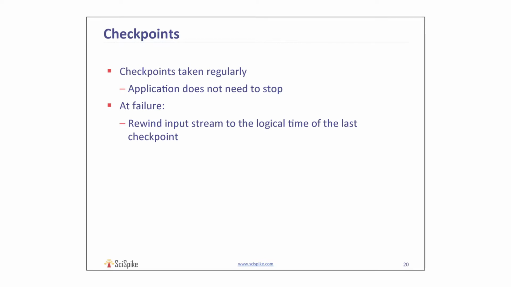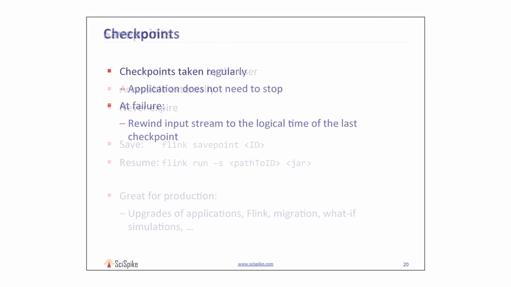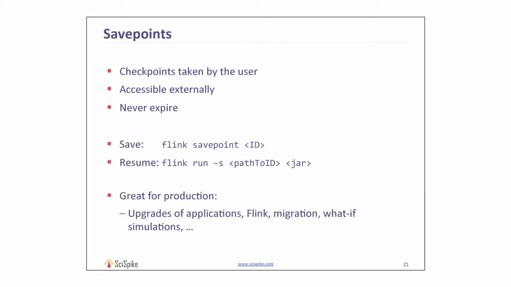As we are working on fault tolerance, checkpoints are a mechanism that enables us to save the state. So if something breaks during the processing, we can rewind to the logical time of the last checkpoint and then continue from there. One of the new things that we see in Flink is the notion of savepoints. These are checkpoints that have been taken by the user, so they are available externally. They will be stored in a data store, and they don't expire. And you can even explicitly trigger them and then use them.